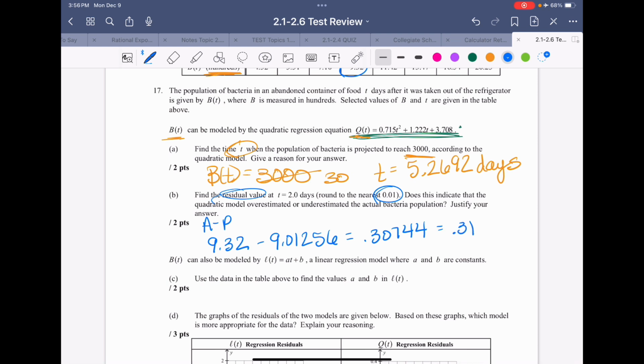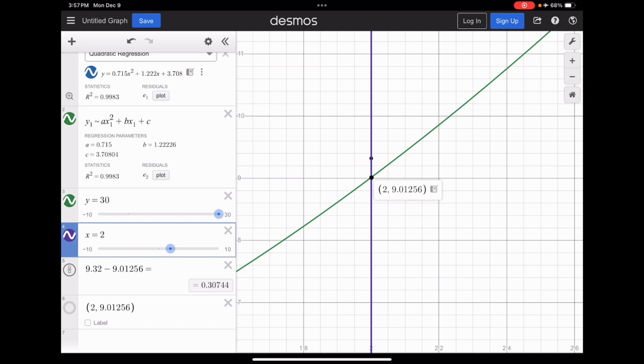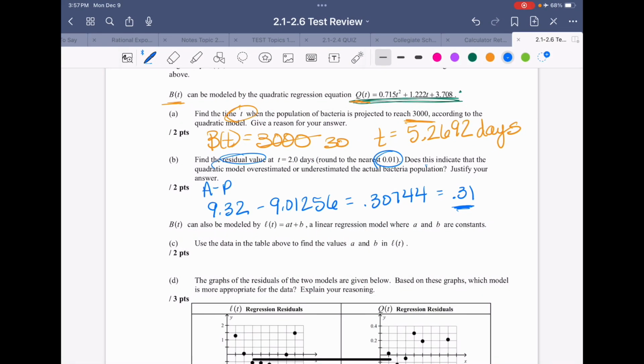I think this question, I mean, this isn't actually an AP question. Somebody else wrote this and put that kind of stuff in there. But if that's what you're asked to do, you need to be able to do that. So this is my residual, and it says, does this indicate that your quadratic model overestimated or underestimated the actual bacteria population, and justify your answer? You could probably tell by looking here that the model is an underestimate, because it's underneath it. But you can't say because it was underneath on the model. It's asking you, what does the residual tell you? So you can say underestimate, and then it's because the residual is positive.